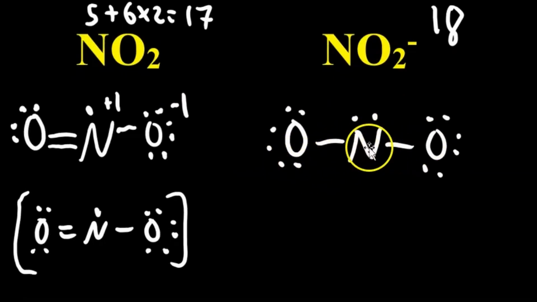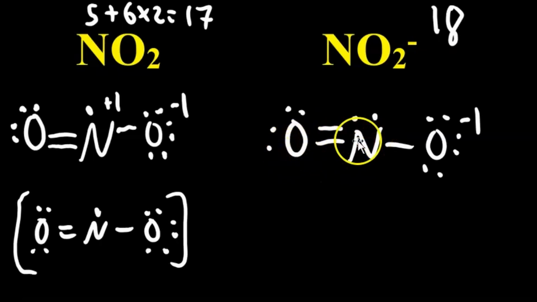We need to create an octet with this nitrogen, so we'll make a double bond here. Now this oxygen has a complete octet. There are 4 electrons here and 4 in the bonds. This one has a complete octet, and this nitrogen has a complete octet: 6 electrons in its bonds and 2 non-bonding electrons, so that's 8. So that's great. This is negatively charged.